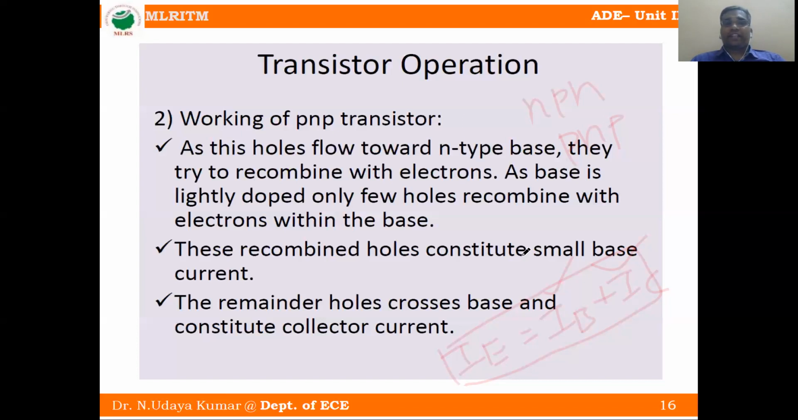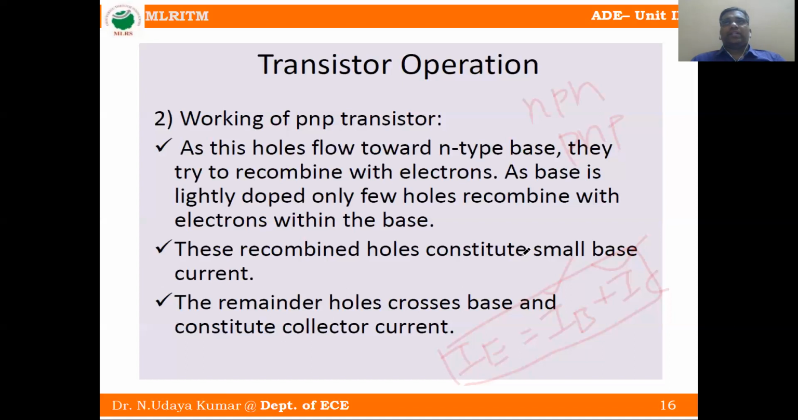Why is the emitter heavily doped? It emits the electrons or holes. The base is lightly doped because these emitted electrons must cross the junction. The collector is moderately doped because the emitter emits, and the collector collects the remaining electrons. Some electrons are recombined in the base, so the remaining electrons are collected by the collector.